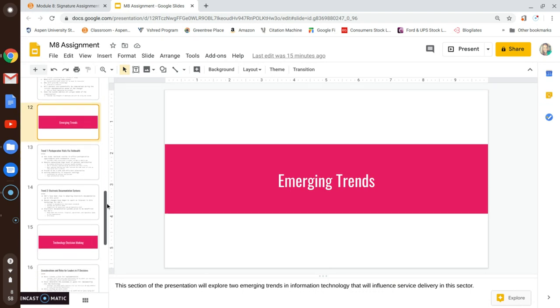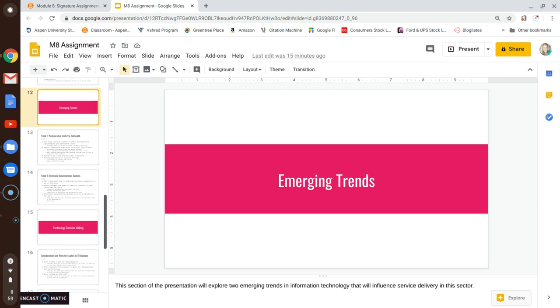Emerging trends. This section of the presentation will explore 2 emerging trends in information technology that will influence service delivery in this sector.